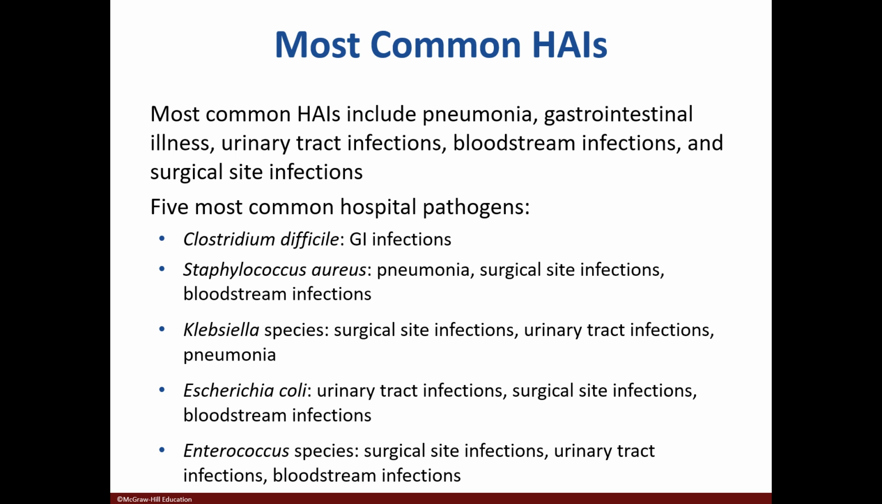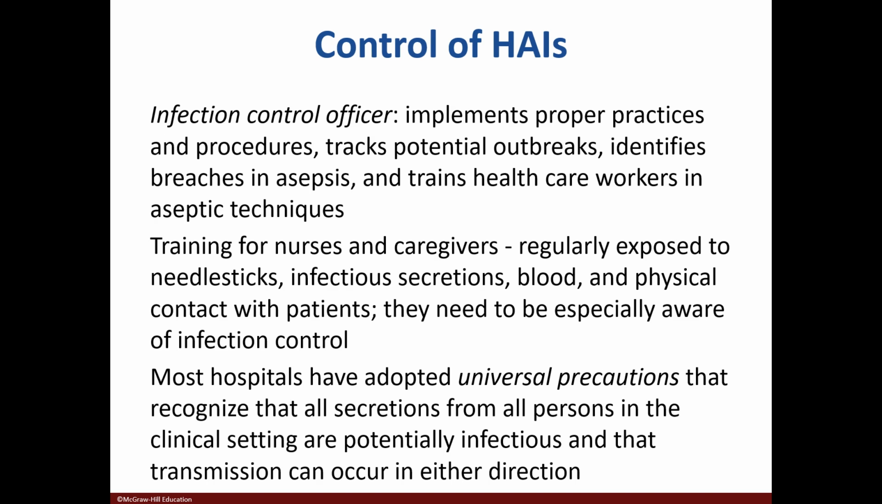The most common HAIs come from 5 major organisms. C. diff causes GI infections, and Staph aureus can cause pneumonia and bloodstream infections. Klebsiella, E. coli, and Enterococcus can all lead to urinary tract infections and surgical site infections. Hospitals employ infection control officers who implement practices and procedures and are responsible for tracking outbreaks as well as training. It's especially important for nurses and caregivers to receive proper training. Many hospitals have universal precautions.